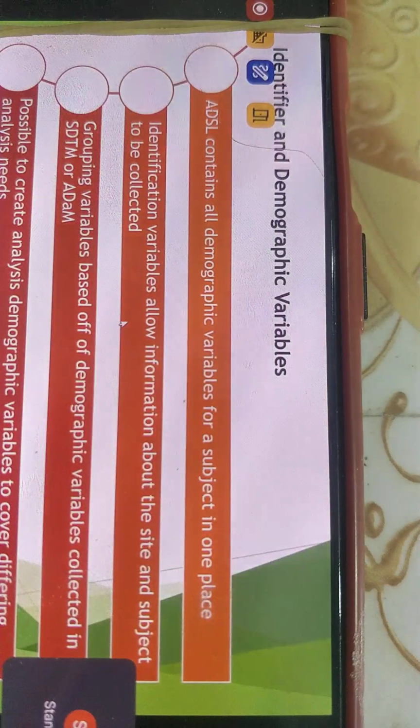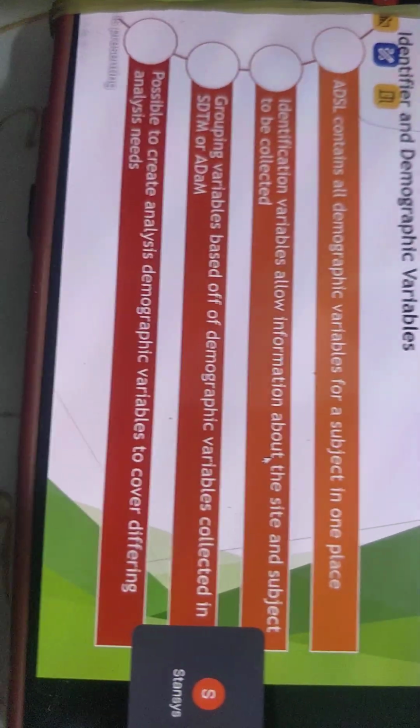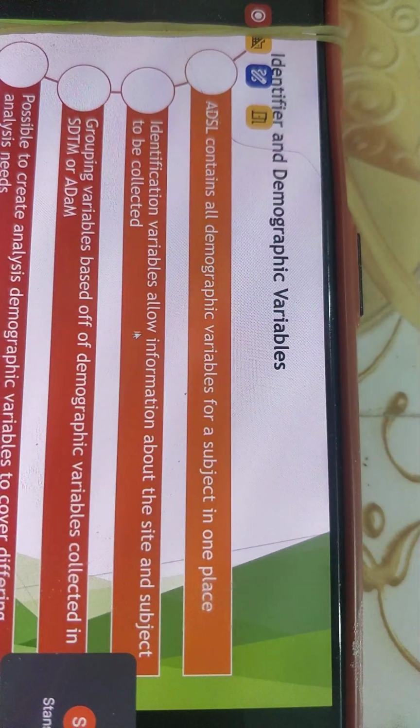We'll see. ADSL contains all demographic variables for the subject in one place. All the demographic variables will go into ADSL from SDTM. The identification variables allow information about the site and subject to be collected. Obviously, a subject in a clinical trial is identified based on the site and subject, right? So that information we can accommodate.